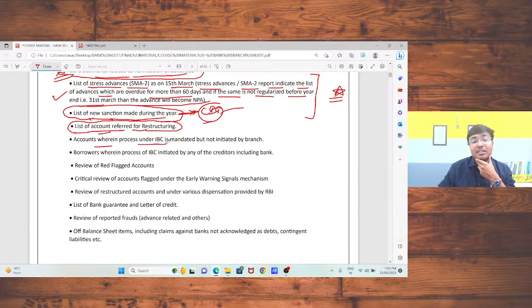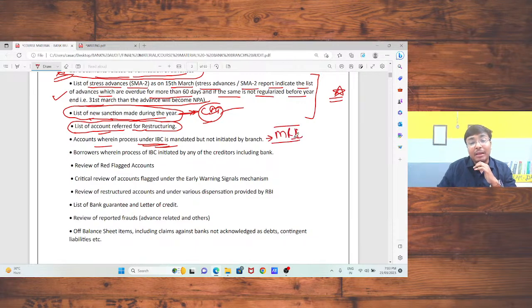Accounts wherein process under IBC, that is insolvency bankruptcy code. If any insolvency bankruptcy code process has started, process under IBC has started, in that case we need to specifically take care of that, and that list is also available in the CBS. We just need to demand the same from our branch manager, or at the time of our MRL.